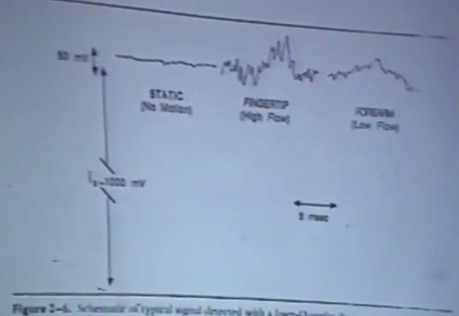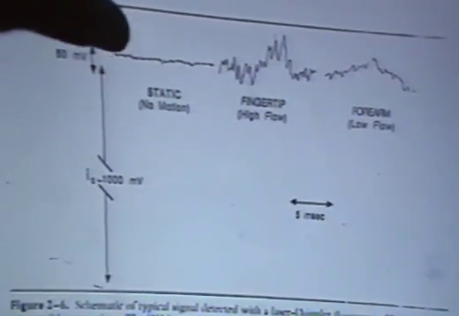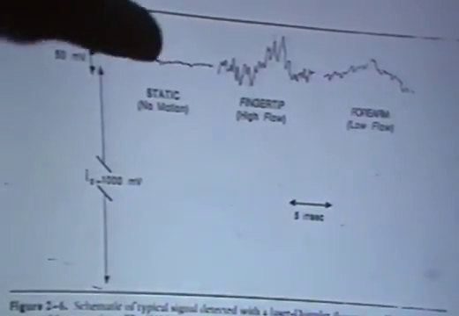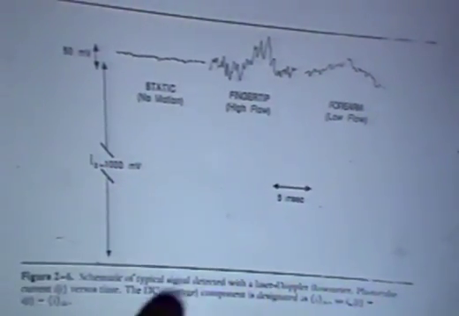If you actually look at the detected signals, in the case of a static tissue with no motion, you have essentially shot noise with maybe some very low frequency, low amplitude motion artifact. If you look at a higher flow tissue, you get higher amplitude fluctuations with a higher frequency component. And if you're looking at low flow, they're relatively low frequencies and low amplitude.